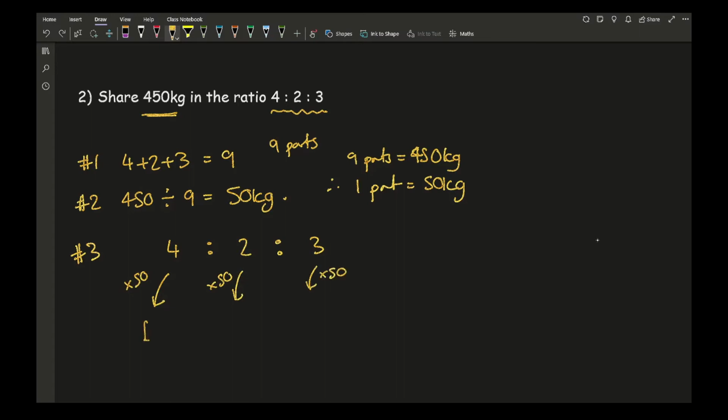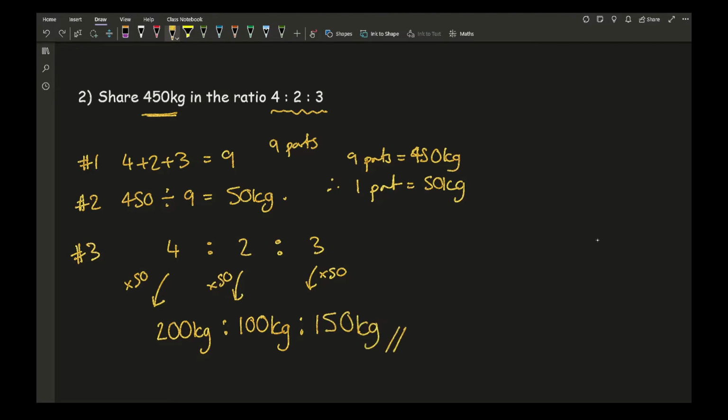And so here I have the answer of 4 times 50, which is 200. I don't know why I've put pounds. Again, we're working with kilograms. And then 2 times 50, which is 100 kilograms. And then 3 times 50, which is 150 kilograms.